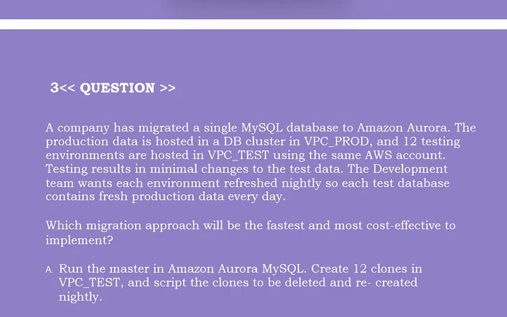Question: a company has migrated a single MySQL database to Amazon Aurora. The production data is hosted in a DB cluster in VPC_prod and 12 testing environments are hosted in VPC_test using the same AWS account. Testing results in minimal changes to the test data. The development team wants each environment refreshed nightly so each test database contains fresh production data every day. Which migration approach will be the fastest and most cost effective to implement?